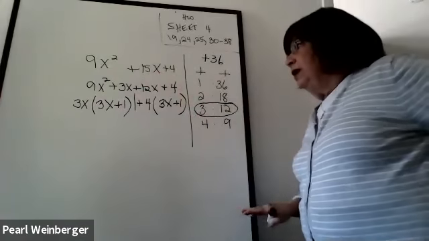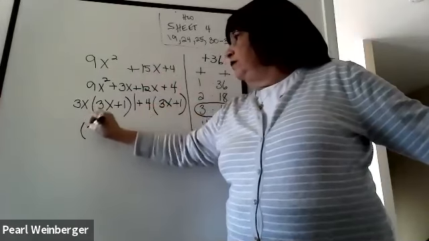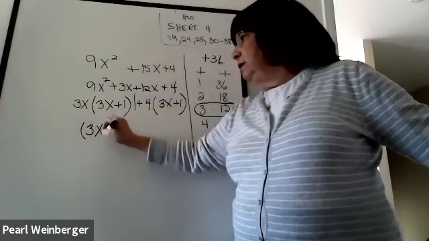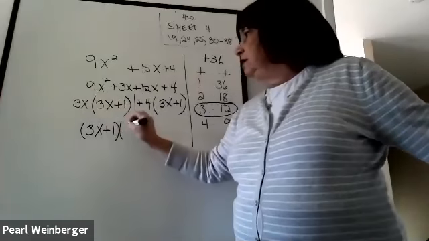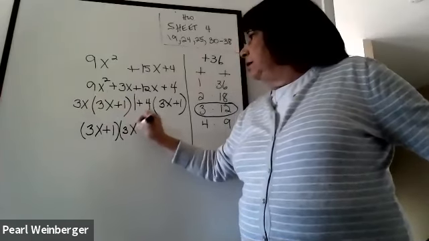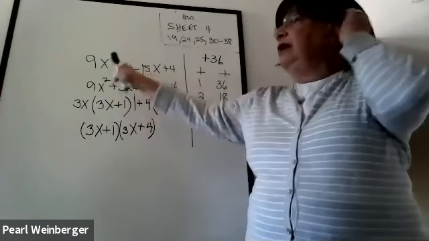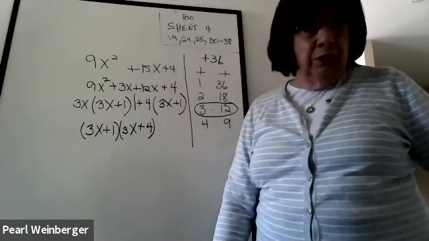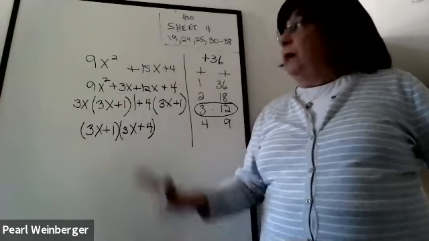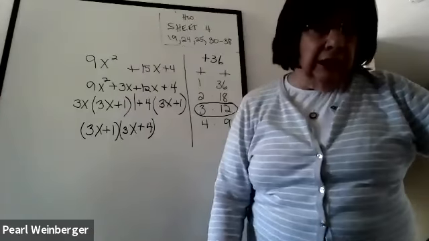Again, we are on the right track because these two binomials are identical. So therefore, my answer becomes 3x plus 1 in one parentheses, and my second parentheses is 3x plus 4. So when you have a leading coefficient, the factoring is more difficult, but as long as you follow the pattern, you will get it done.